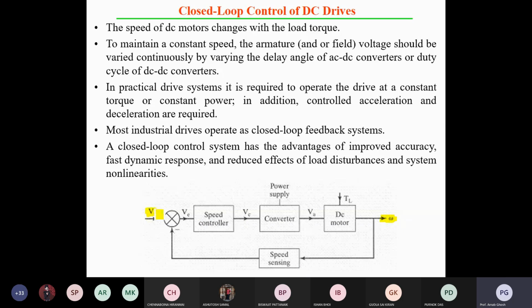But in case of comparison, if those two values are not in similar units, how will it work? It will not work properly. So in that case you have to add a sensing unit, a transducer, like a tacho generator. By using the tacho generator you can convert the speed omega to a voltage, and you can compare the reference voltage with the actual voltage.